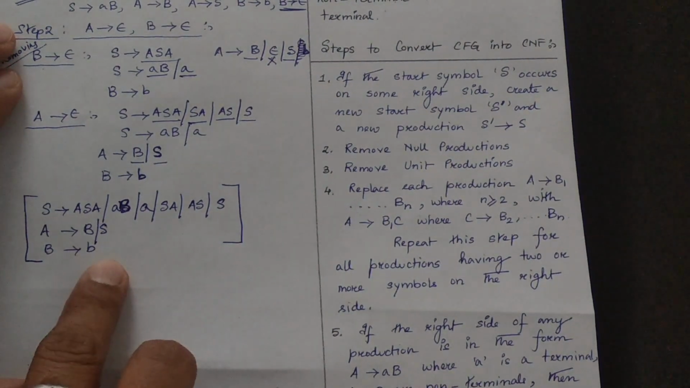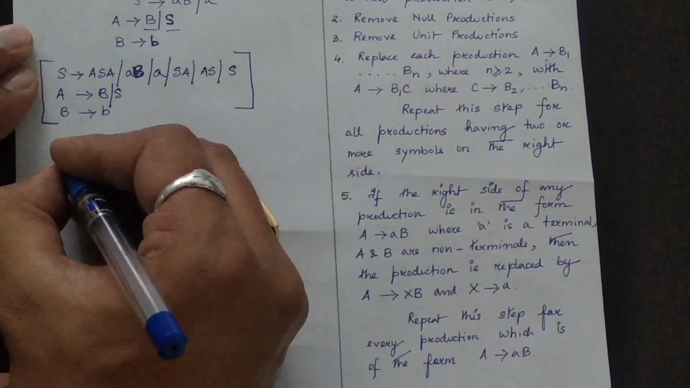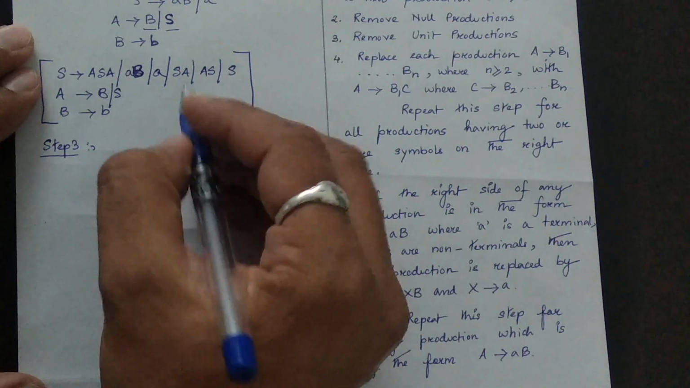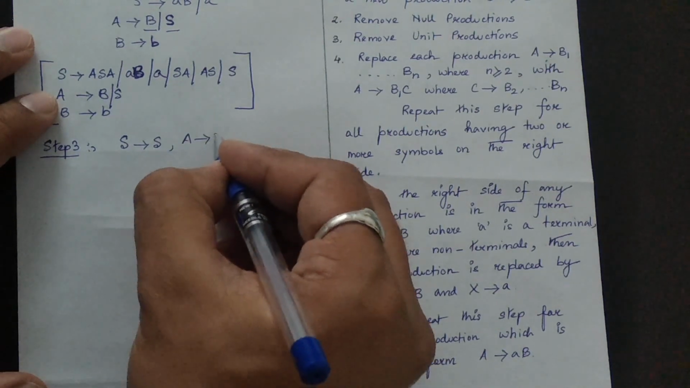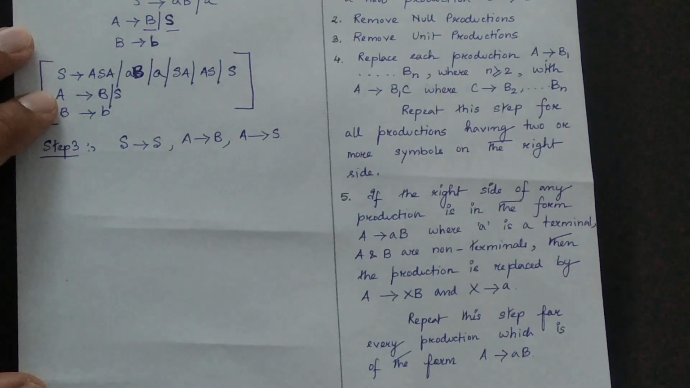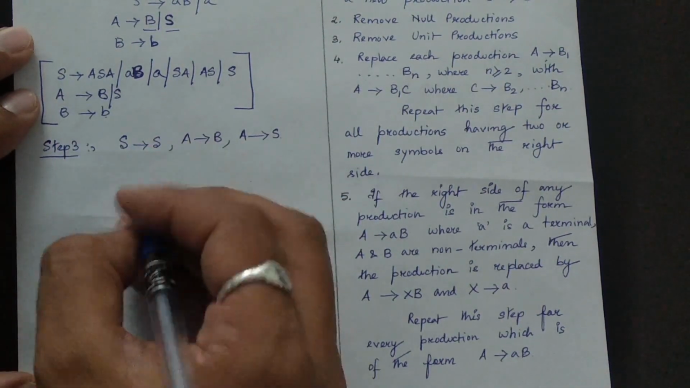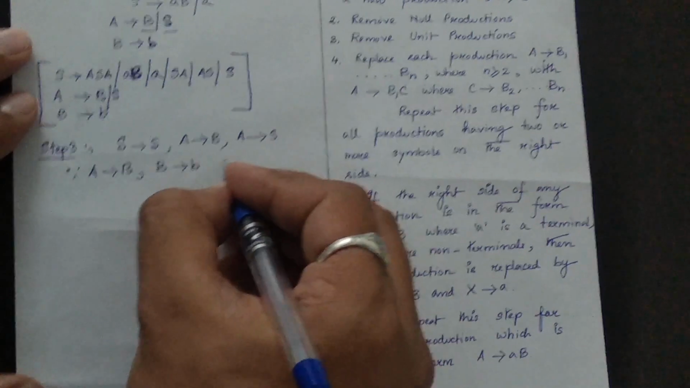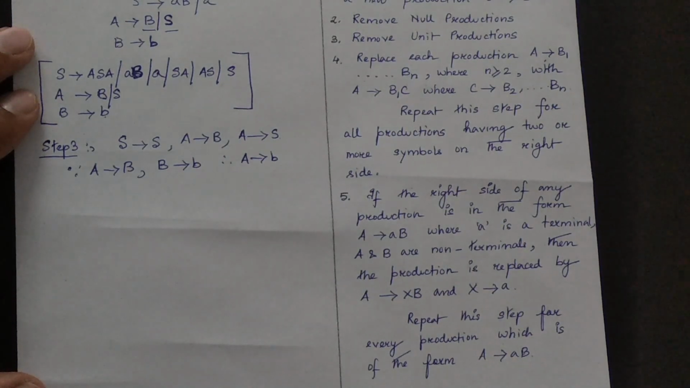Clear? Now I will be working on this. Now step number 3 says that remove unit productions. So after removing of unit production, what will be the answer? Step number 3, after removal of unit production. So unit production here is S tends to S, A tends to B, A tends to S, correct? Clear? So now we are having A tends to B and B tends to B. Since A tends to capital letter B and capital letter B tends to B, therefore A tends to what? Small letter b. Transitivity property, removal of unit production, because in previous lecture I have already explained to you, correct?